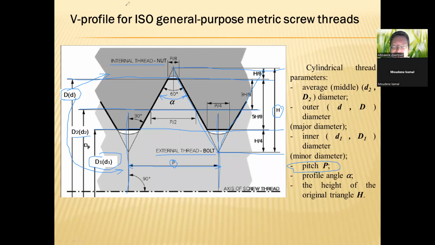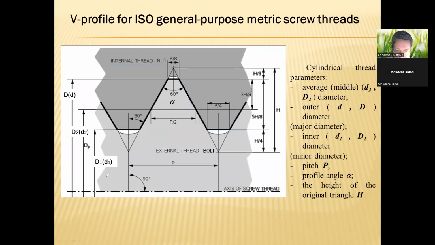Please write down to your notes this figure with diameters, outer, inner diameter, and average or middle diameter, with the pitch and H, the height of the original triangle, and with the profile angle that is equal to 60 degrees.